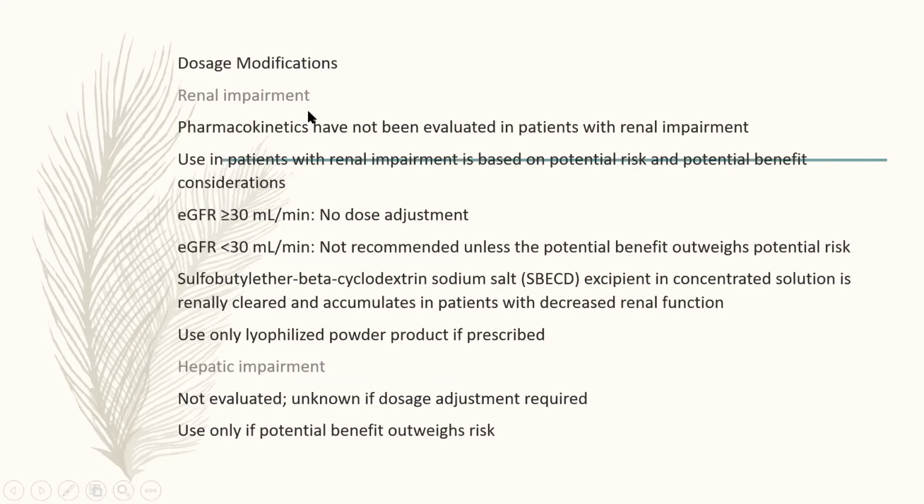Dosage modification for renal impairment and hepatic impairment. Pharmacokinetics have not been evaluated in patients with renal impairment. Use in patients with renal impairment is based on potential risk and potential benefit consideration. We will depend on glomerular filtration rate. If it's more than or equal to 30 ml per minute, no dose adjustment needed. But if it's less than 30 ml per minute, not recommended unless the potential benefit outweighs potential risk.